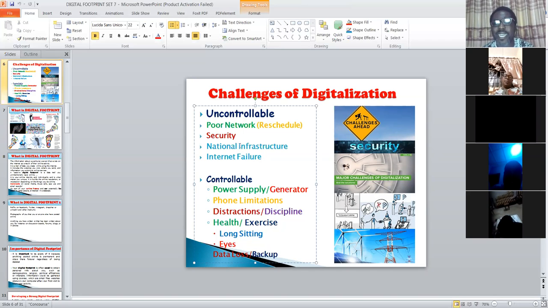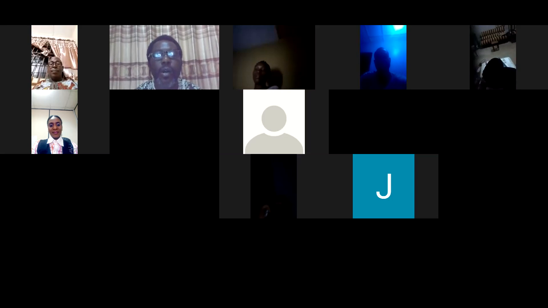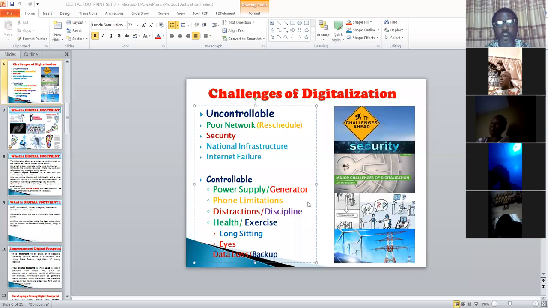Security is another issue. National infrastructure in Nigeria, you know, some places they don't even have 2G. Some places there is no network. Can you imagine? When you have to go to your toilet, I don't know if it has happened to you before. You will go to your toilet to start looking for network. You now be picking your phone from this place to that place. The reason is because of the infrastructure we have in the country, and that is a major challenge. You understand? Then another issue is internet failure. And of course, that seldom happens.